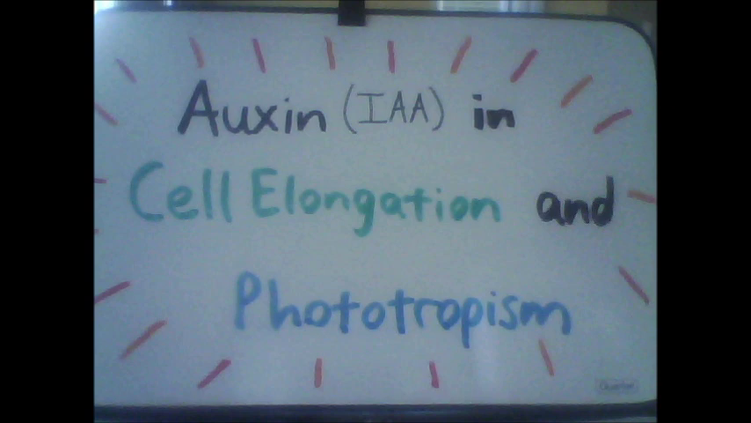Alright, so that's how auxin works in plants and how indoleacetic acid contributes to cell elongation and phototropism. If you have any questions, feel free to ask them, and thank you for watching.